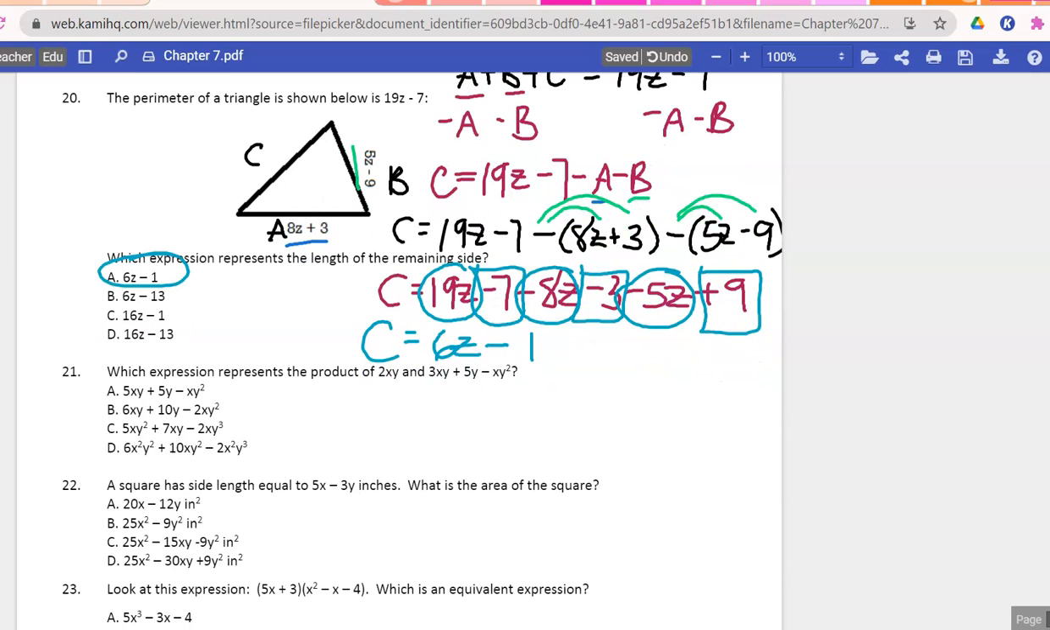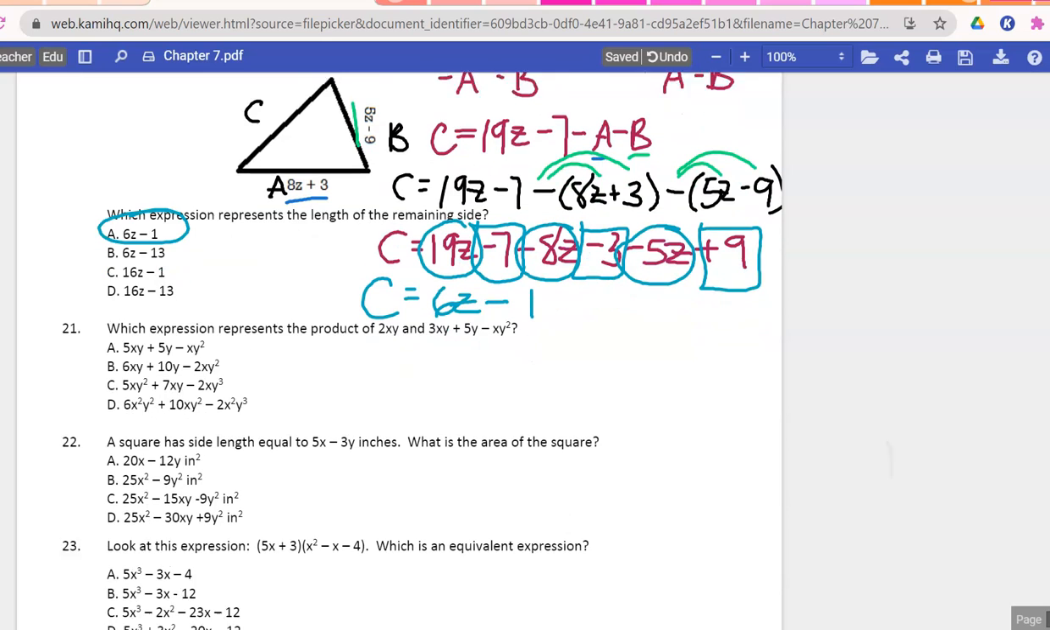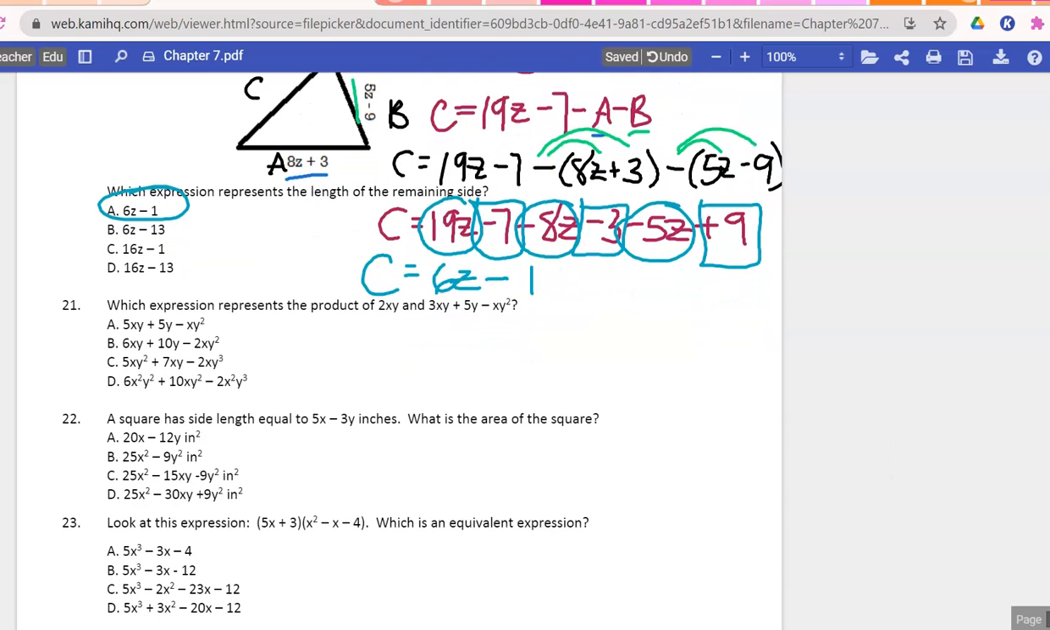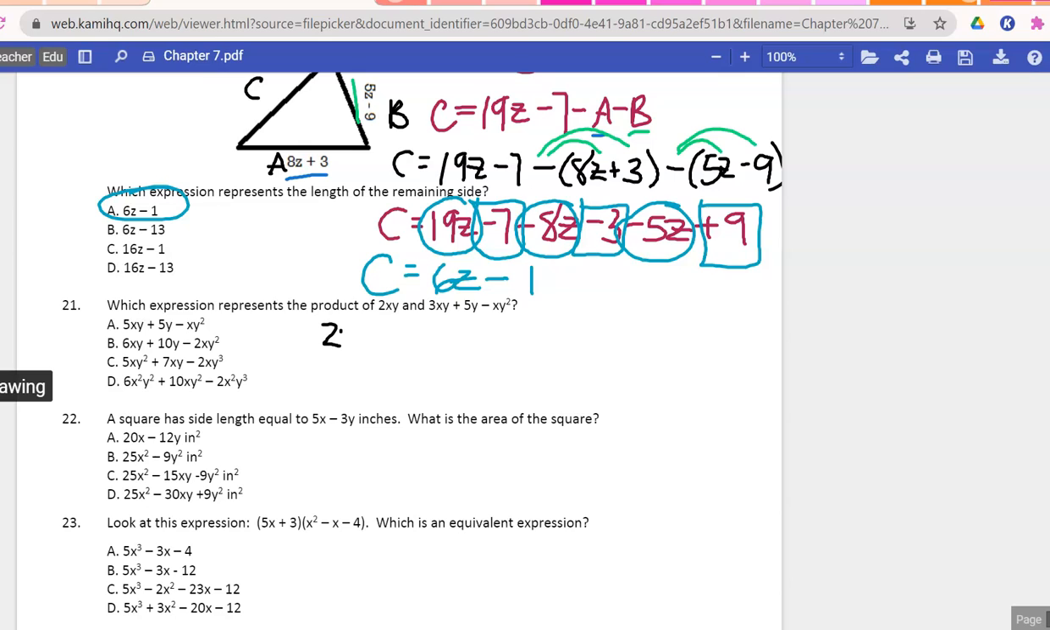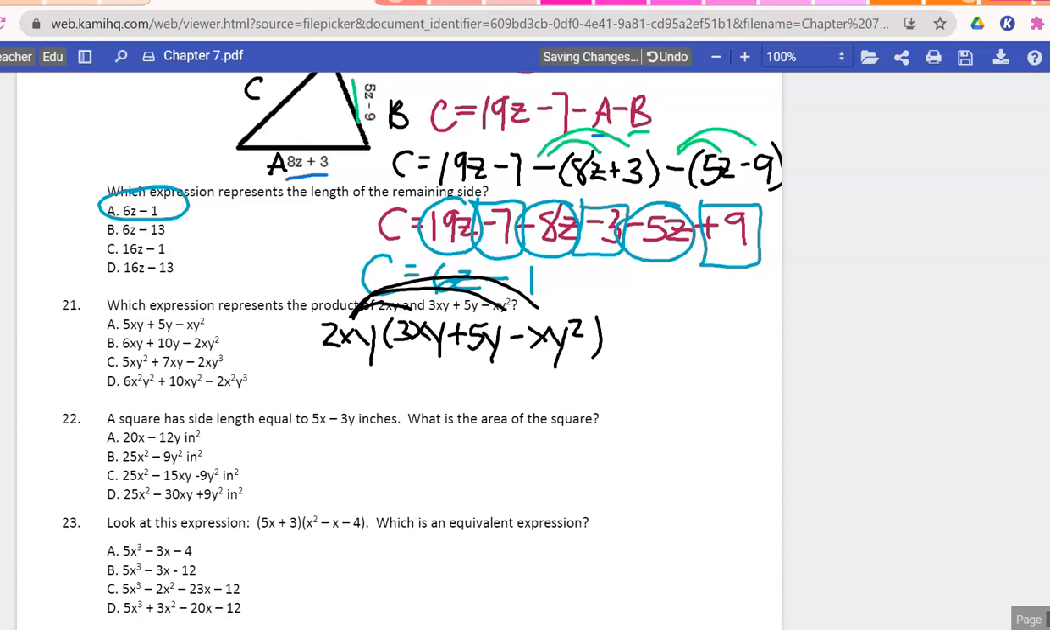Again, we did a problem exactly like that in your 7-5 notes. Number 21 asks you which expression represents the product of 2xy and 3xy plus 5y minus xy squared. Product, remember, tells you to multiply. So we're taking 2xy and multiplying that and 3xy plus 5y minus xy squared together. Distribute this 2xy to all three of those things in your parentheses.